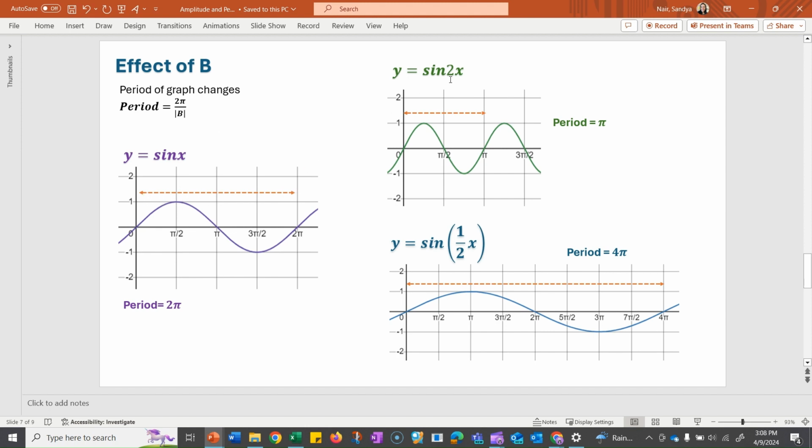When we put 2 in front of x, okay, we change the period to becoming pi because 2 pi over 2 is going to equal pi. So you see here, the period is shorter as indicated by this orange arrow right here. And then if we have sine 1/2 of x, the period is going to be longer. Okay, because if you do 2 pi and divide by 1/2, well, when you divide by 1/2, you multiply by the reciprocal, so the period is going to be 4 pi. So you can see it takes much longer to actually complete one full cycle.